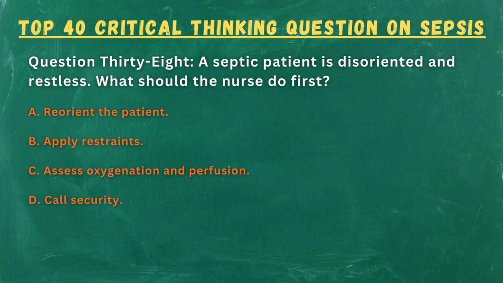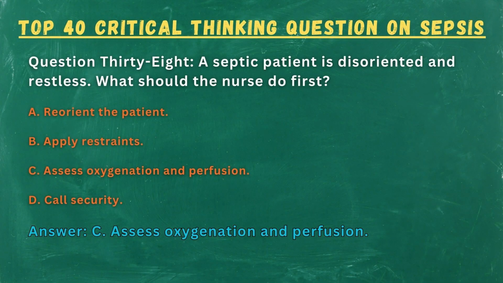Question 38. A septic patient is disoriented and restless. What should the nurse do first? A. Reorient the patient. B. Apply restraints. C. Assess oxygenation and perfusion. D. Call security. Answer: C. Assess oxygenation and perfusion.